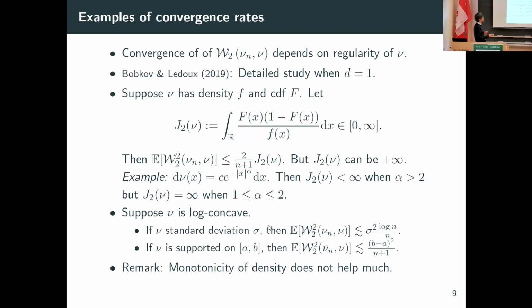So for example, we know that the log concave distribution always has a finite second moment. Suppose you only know the sigma, which is the standard deviation, then you have a decay rate at rate log n over n.